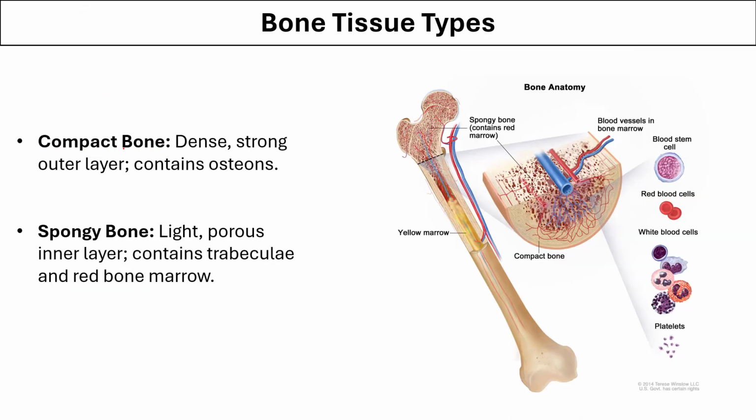The bone tissue is of two types: compact, which is very dense and strong, and makes the outer layer and edge part of the bone, and spongy tissue, or spongy bone, which is porous, lighter, and is towards the inner side of the bone. It also contains spaces called trabeculae, in which the bone marrow is present.